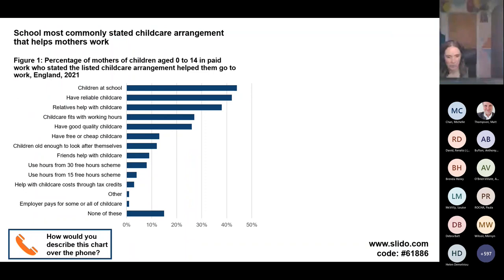So we're going to have a little bit of practice in this and use Slido.